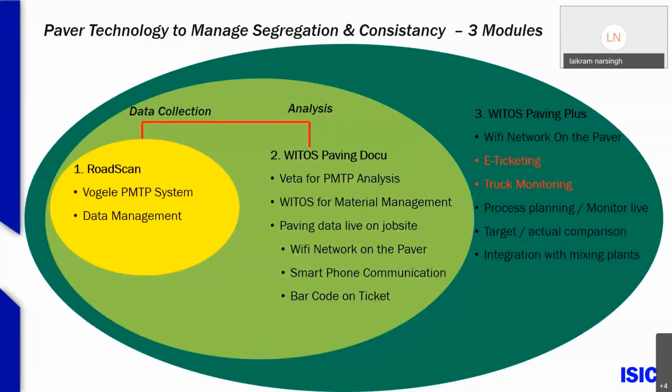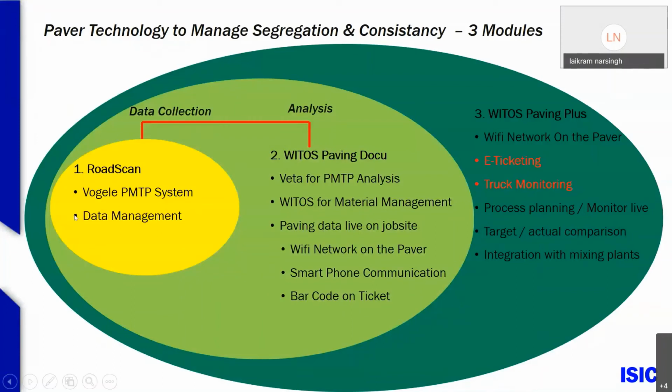So how do we manage and monitor temperature? Now I can only focus on our technology here. I'll focus some on the CAT technology. There's other stuff out there I'll mention in a minute. These are some of the technology that we have to manage segregation and consistency. Remember, we're not only managing segregation, we need to manage material consistency as we deliver it.